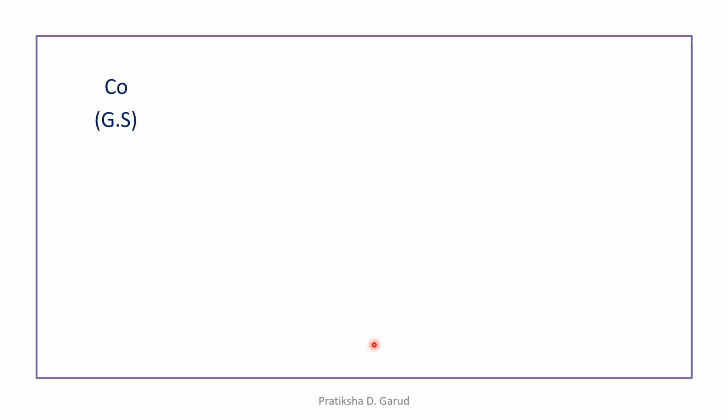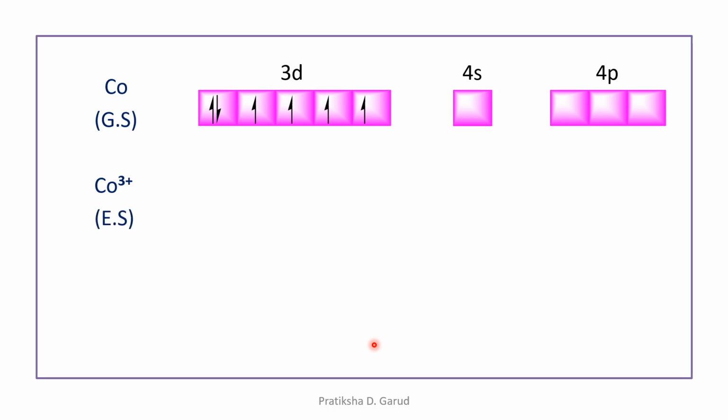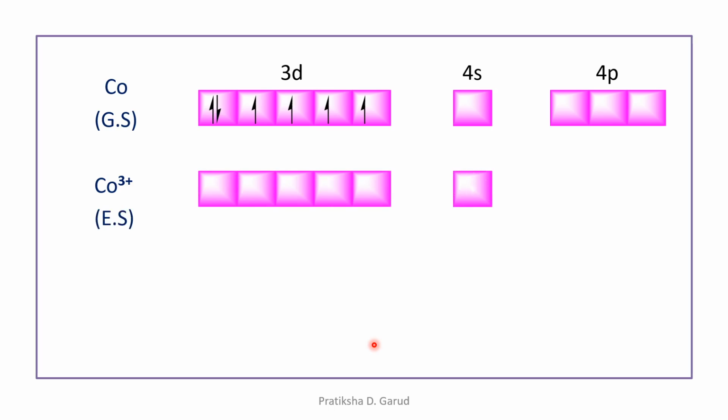So we are having the cobalt in the ground state, for which we are having the 3d atomic orbital, then the 4s atomic orbital and the 4p atomic orbital. So this is the first electron, second electron, third electron, fourth electron, fifth electron. All are unpaired. Then the sixth electron will be paired. Then the excited electronic configuration of the cobalt, again for which we are having the 3d atomic orbital, 4s atomic orbital and the 4p atomic orbital, right?